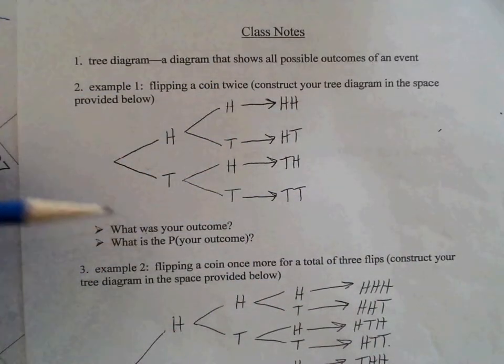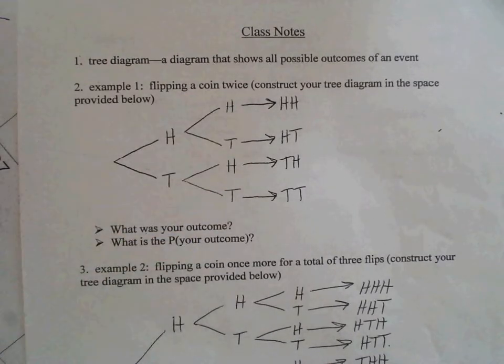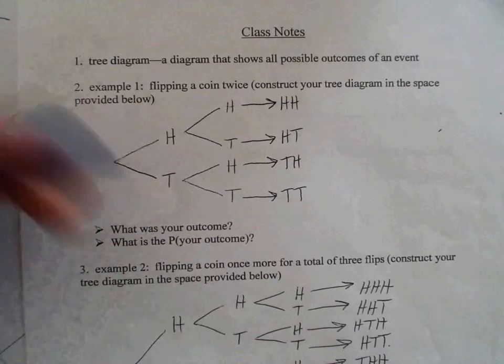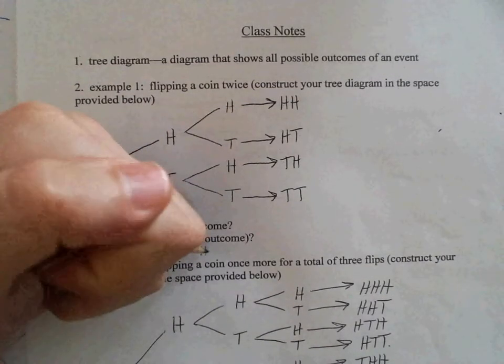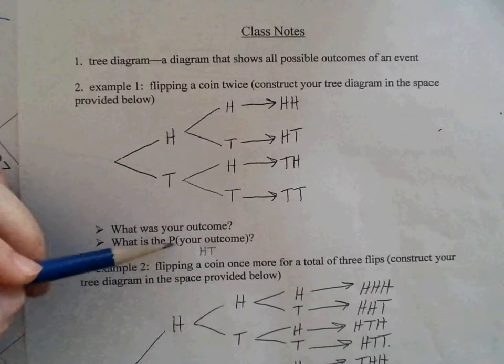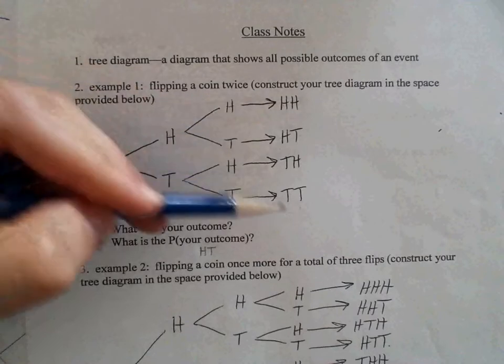Now this one over here is when we had a face-to-face class. I would actually flip a coin and say what our outcome was and what the probability of the outcome was. So when it says what's the probability of your outcome, let's just pretend that we flipped a coin and we got heads and then tails. So in that scenario here, what's the probability you would get heads on the first flip, tails on the second flip? Come up here and look.